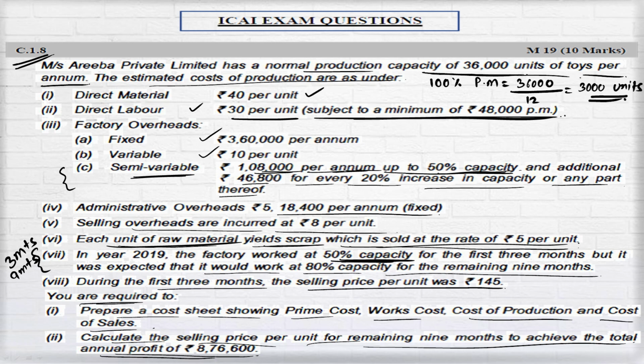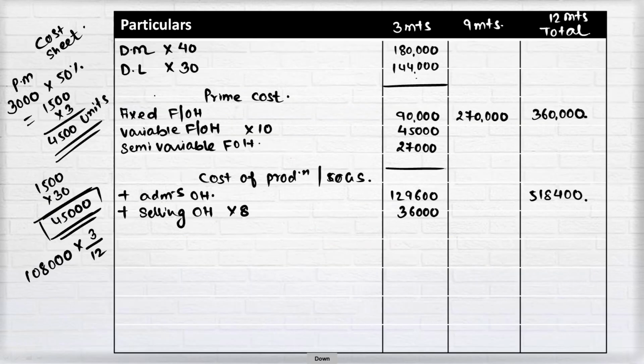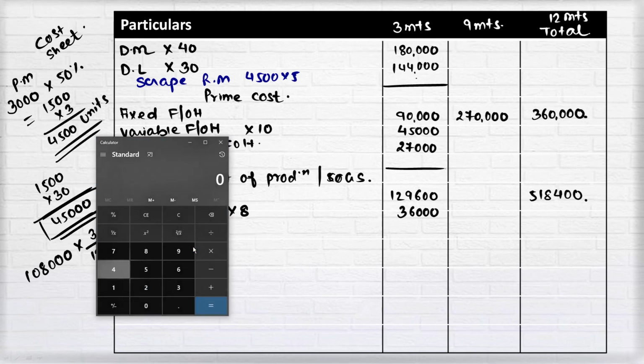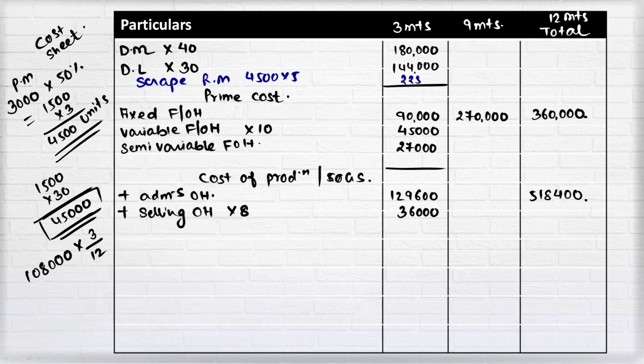How much money will we be getting? 5 rupees per unit. I am deducting it from here. Scrap of raw material: 4,500 into 5, which is 22,500. Actually, it should be reduced from the cost of raw material, but it is all right if you reduce it from prime cost.